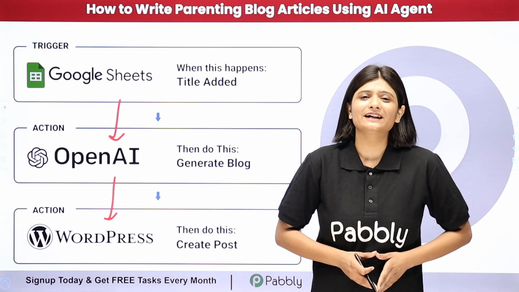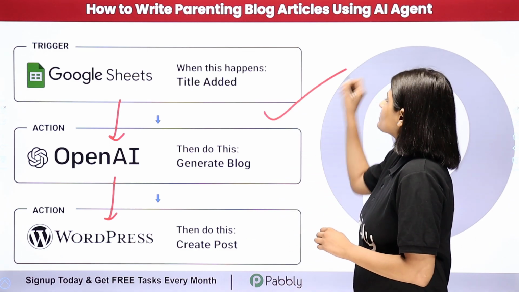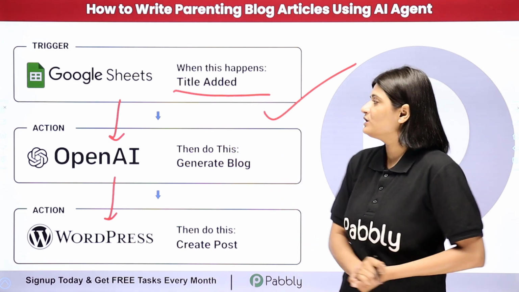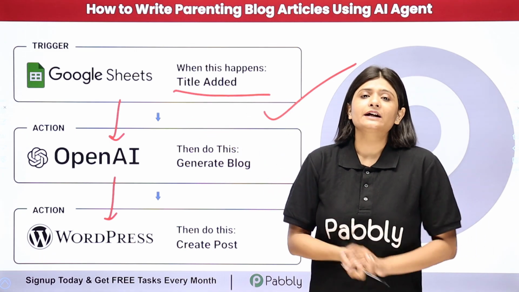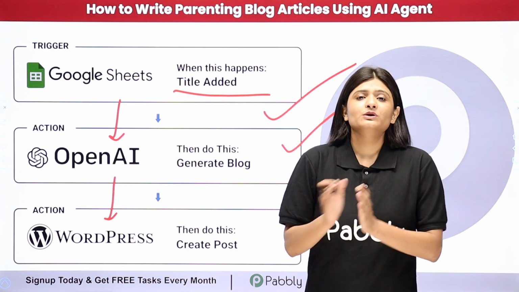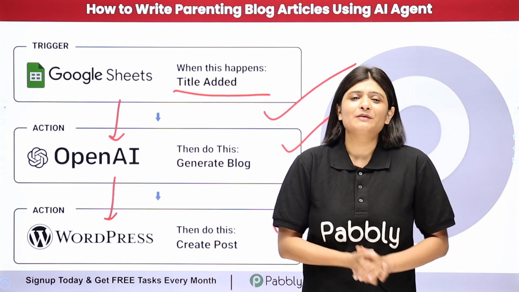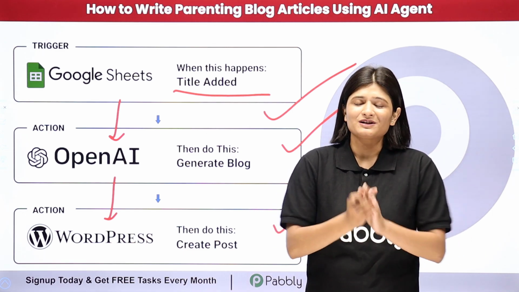With the help of Pabbly Connect, I'm going to build this connection in such a way that whenever I add a new title or a topic in my Google Sheets spreadsheet, a blog or article will be automatically generated with the help of OpenAI, and it will be automatically created as a post on my WordPress. Now, if you want to learn the step-by-step process of this workflow, then let me take you to my screen.